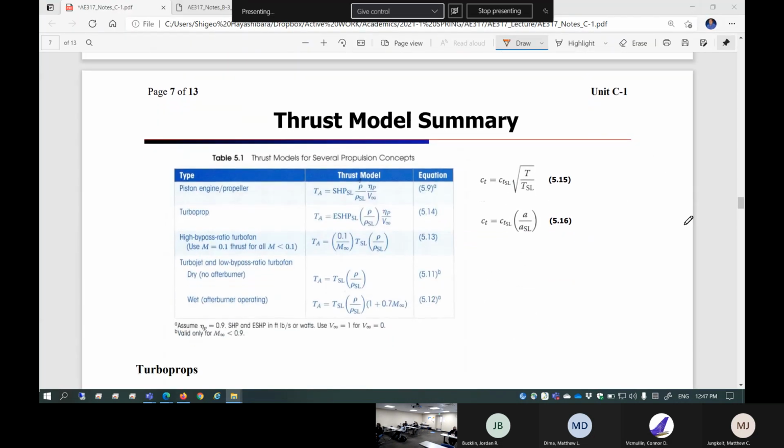So this is a summary of the thrust model. You have a variety of types of engines. You can choose piston engine, propeller, turboprop, high bypass or low bypass ratio turbofan. Those are the equations available for the different types of engines. I guess most of you probably choose the piston engine and propeller type of combination, so you're going to come up with the propeller efficiency and also shaft horsepower. Those are the minimum required catalog specs you have to find.